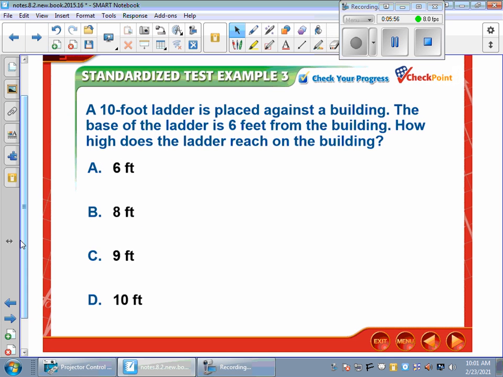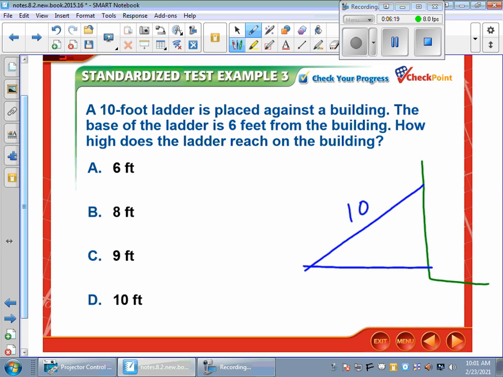So this one they don't give you a picture of, but same idea, a 10-foot ladder. So you have to understand, here's the building, there's the building, okay? A 10-foot ladder. So this is the ladder right here. That's the ladder. So this 10-foot ladder is placed against the building. The base of the ladder is 6 feet. So this right here is 6 feet from the building. There's your 90-degree angle. How high does the ladder reach the building? So there's your x.